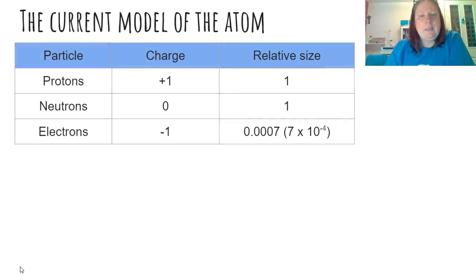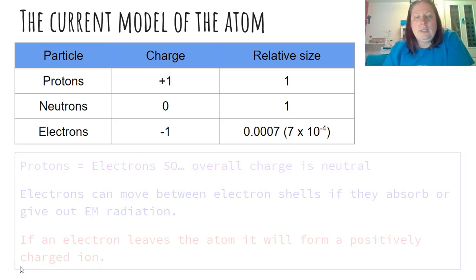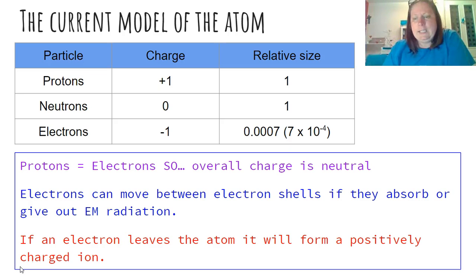If we compare these particles, we can see protons have a positive charge, electrons have a negative charge. There are usually the same number of protons and electrons, which is why overall an atom has a neutral charge. Electrons can move energy levels. If they absorb electromagnetic radiation, they can move to a higher energy level, which is further from the nucleus. If they release electromagnetic radiation, they will move to a lower energy level that's closer to the nucleus. If one or more outer electrons leaves, the atom becomes positively charged. It becomes a positively charged ion.